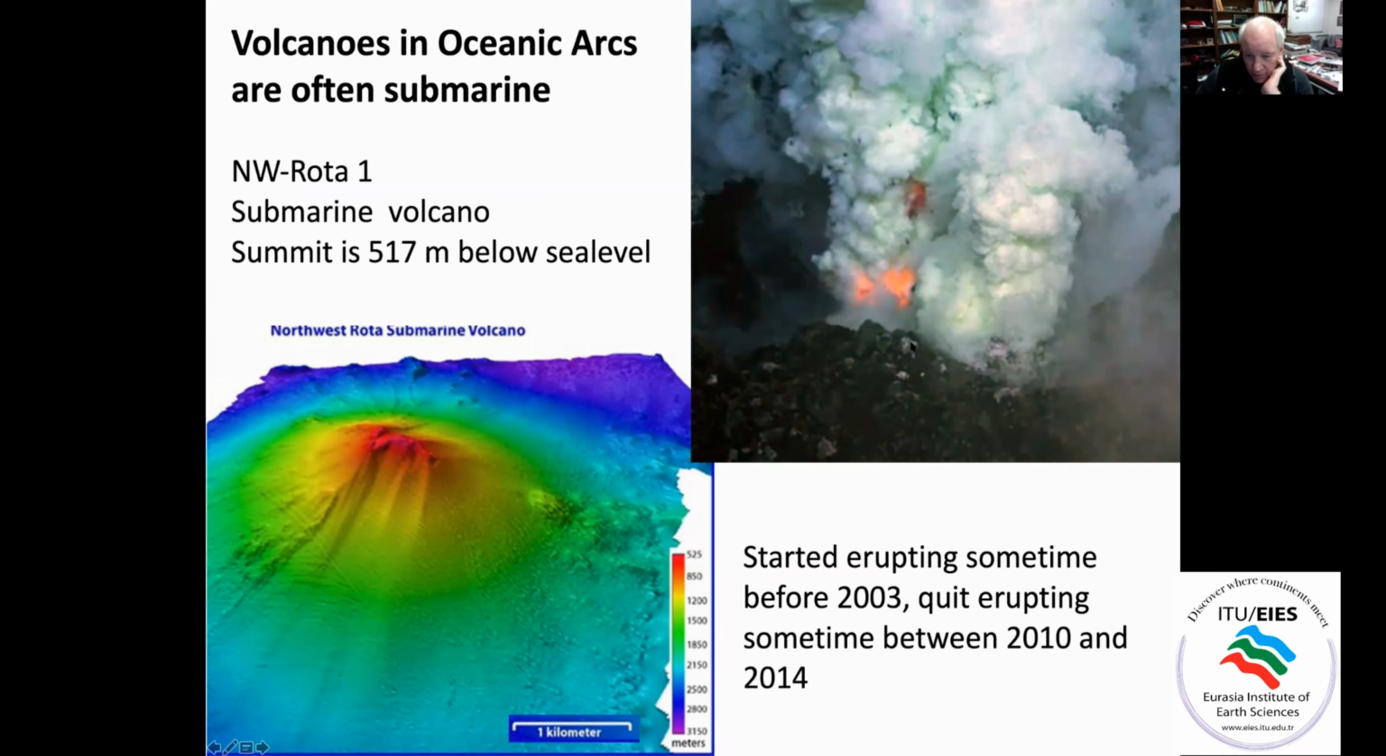SO2 comes out of the vent and recombines with water and disproportionates into elemental sulfur, which is the yellow, and sulfuric acid, which lowers the pH around this down to a pH of 1 or so.